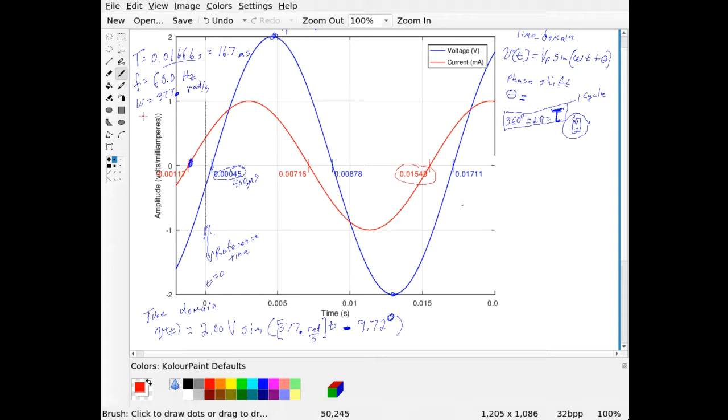Remember, we already looked at the period. We looked at the period for the current, and we saw that the frequency and the period of the current waveform are identical because the voltage is driving the current. So the frequency, omega.